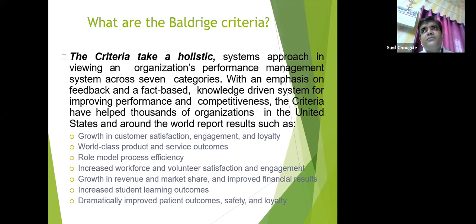surprising process. People were using carbon paper, one below the other, another one below the other. Likewise, handwriting by one person was giving 2 or 3 maximum carbon pages. That was not a process where hundreds and thousands of photocopies were made. It was manually done. So they have a very high share. Now, improved financial results. This is what is relevant with market share, revenue, and financial results. Increased student learning outcome. Then dramatically improved patient outcomes, safety and loyalty.